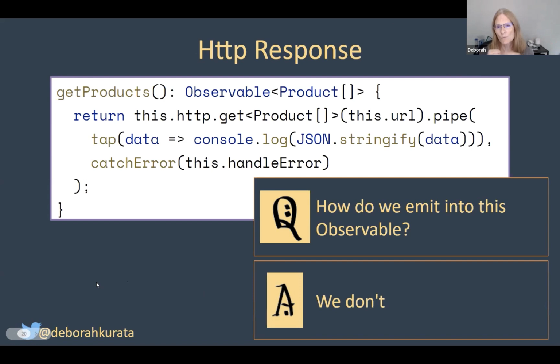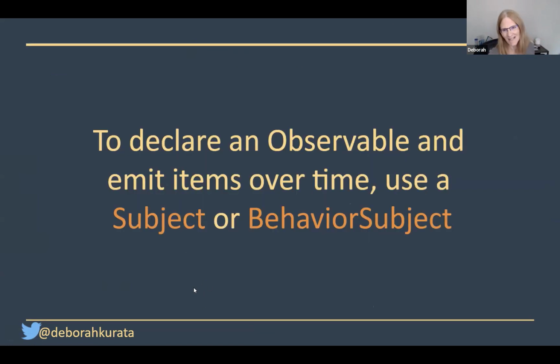Once we get one of these observables from something that Angular is giving to us, it is read-only. We don't have any ability to put anything into those observables. We can't emit into them. So I guess we just can't do reactive development, and that's the end of my talk. Thank you very much. No, I'm just kidding. So what do we do instead?